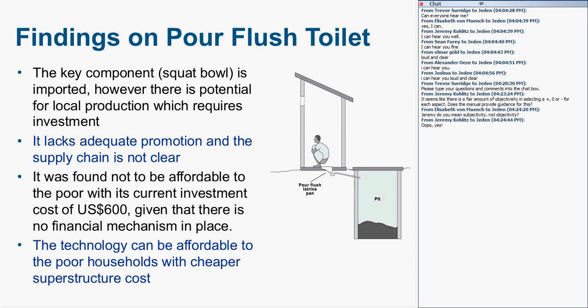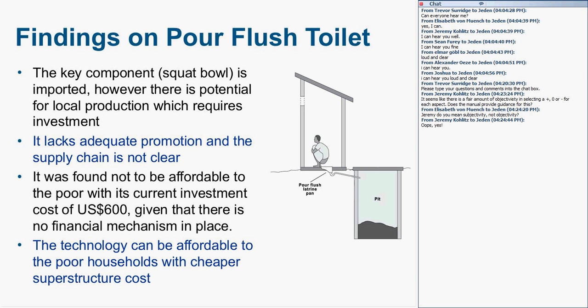Now, with the pour flush, we found that the key component, that is the squat bowl, is imported, just as WC bowls are imported. And it contributed a bit to the cost. But then we realized that at the initial stages of introducing the technology in Ghana, there was an attempt to set up a local production unit, particularly of the bowl. But this process was stuck at a point. And we realized that there was still the need and the potential to look at this option, even though it will require some strategic investment in capacity building and also supply chain activities. We also might have to look at patent issues and all that.